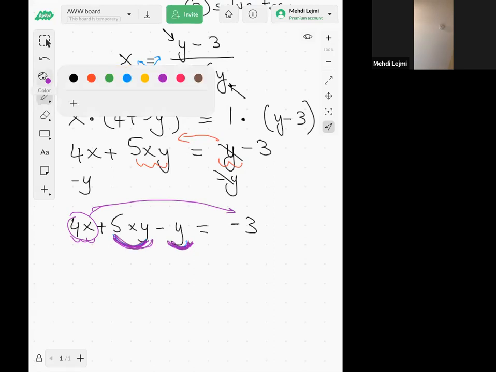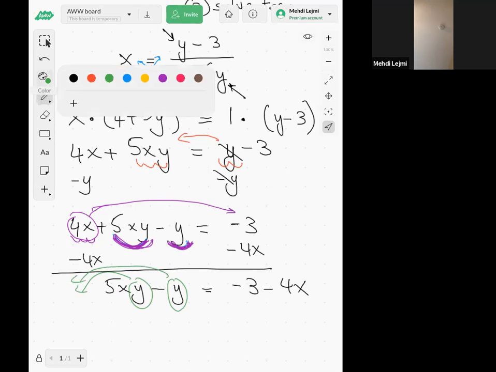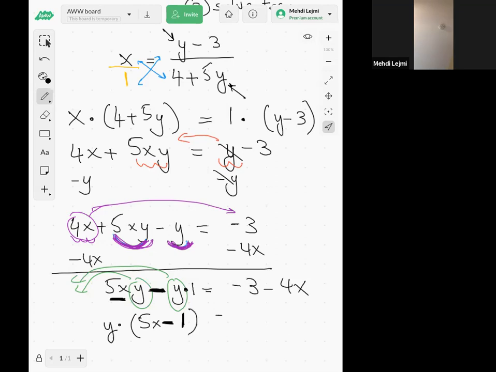So first, let's subtract 4x. So it's 5xy minus y equals negative 3 minus 4x. So you see now I can pull out y here and here. So let's factor. Then I'm gonna have y times, there's this 5x, so here's my 5x, and there's this minus here, so here's my minus. And this y here, if you pull out this y, you are left with 1, because this is like y times 1. So this is actually minus 1 equals negative 3 minus 4x.